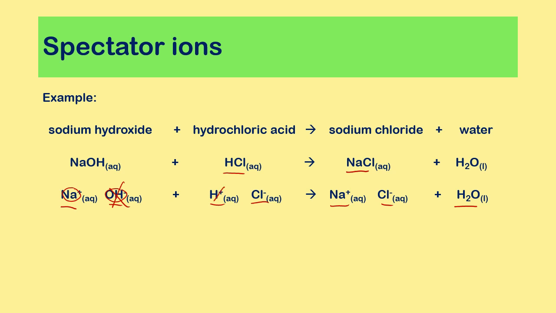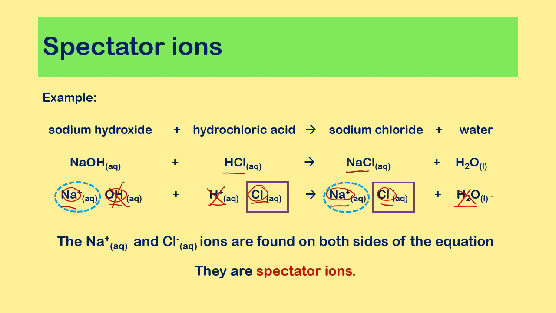We have got not hydrogen, not hydroxide, because they end up here. What we have are our sodium ions and our chloride ions. We have them at the start, we have them at the end. Those are our spectator ions. We can only get spectator ions if our salt is AQ, and our spectator ions will always be the ions in the salt.